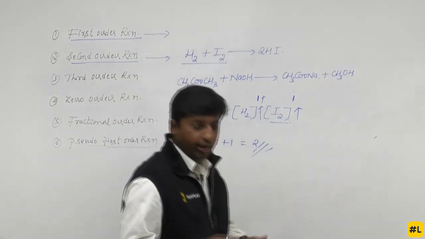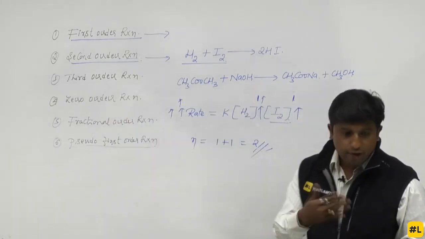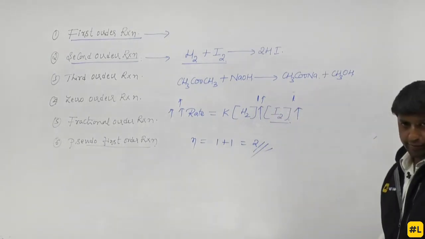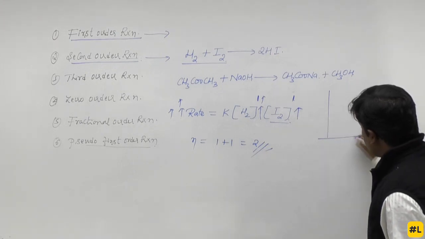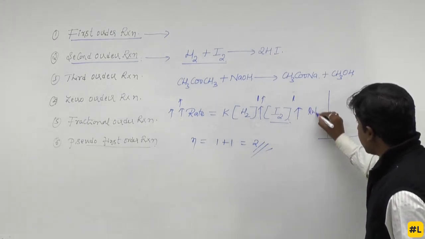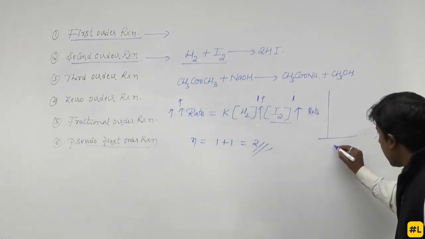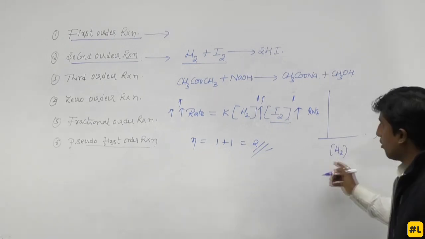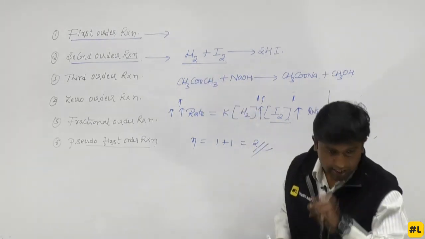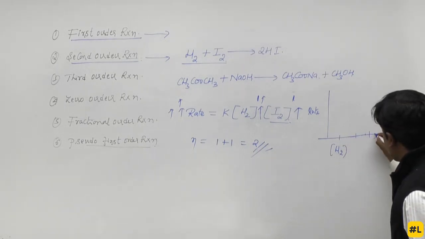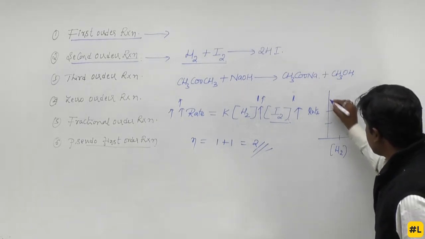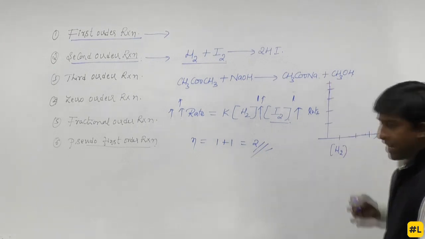Again, I take an example. I take the help of a graph again to make you understand this particular concept. Very, very important. Be attentive. Now, I take a graph here, taking rate along the y-axis and concentration of hydrogen along the x-axis. Hydrogen is one of the reactant molecules. This is the scale along the x-axis and this is the rate scale along the y-axis.